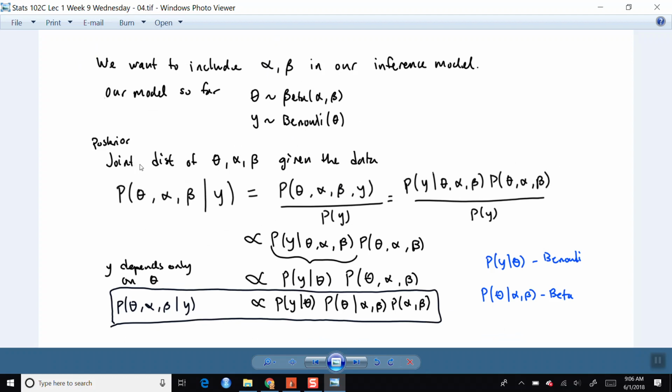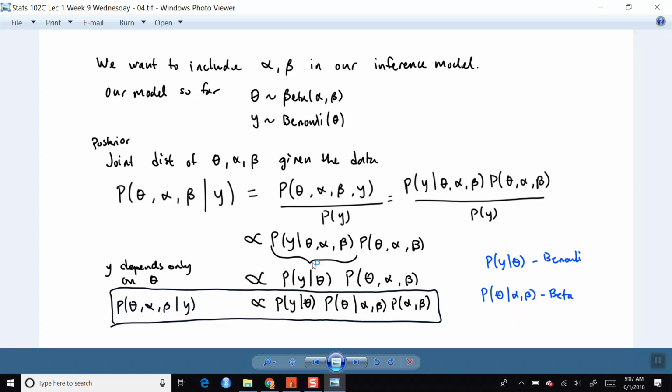We didn't really do too much math. All we did was factor using the rules of probability. We said the joint distribution of theta, alpha, and beta given y can be factored into the joint distribution of theta, alpha, and beta multiplied by the conditional distribution of y given theta, alpha, and beta, divided by the probability of y. And so it's going to be proportional to this.